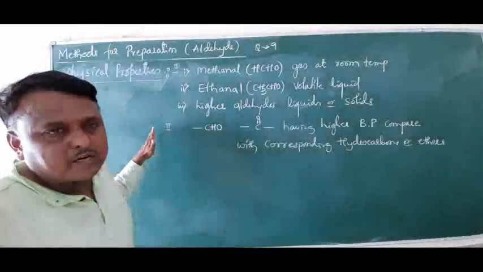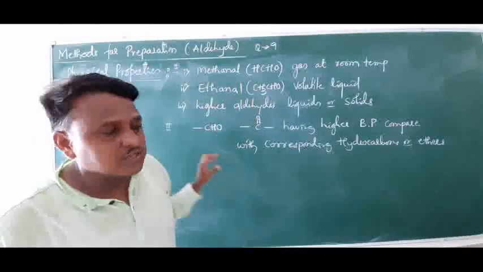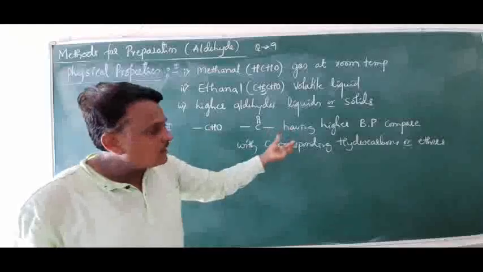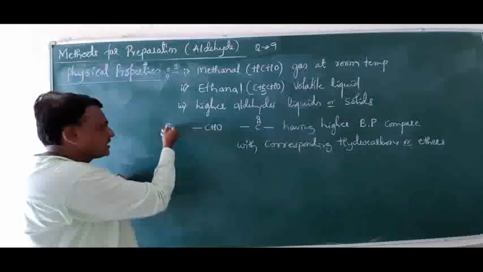Because the compound has weak molecular association, friends. Due to the weak molecular association, aldehydes and ketones have slightly higher boiling points. This is the second category.